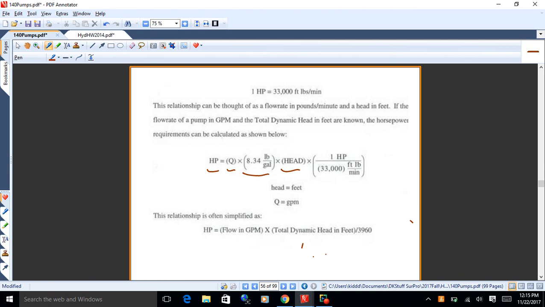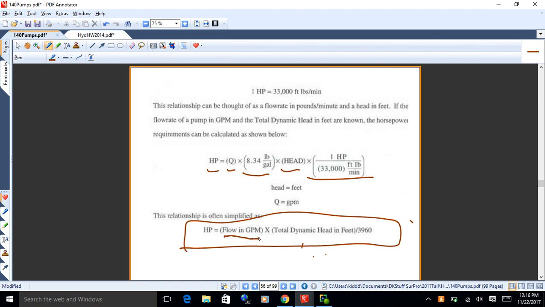Okay, so now you've got the pounds times feet per minute, and then you convert that into horsepower. If you get that all resolved on the formula sheet, here's the formula for horsepower. Take the flow in gallons per minute, multiply it by the TDH, the total dynamic head, and divide it by the constant, which is 3,960.